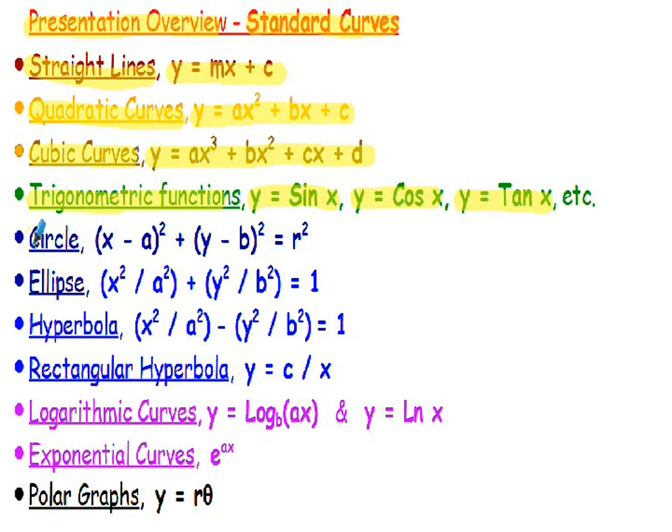The equation of the circle, x minus a all squared plus y minus b all squared is equal to the radius squared. The ellipse of the form x squared divided by a squared plus y squared divided by b squared is equal to 1. The hyperbola of the form x squared divided by a squared take away y squared divided by b squared equals 1. The rectangular hyperbola, y is equal to c, a constant, divided by x.